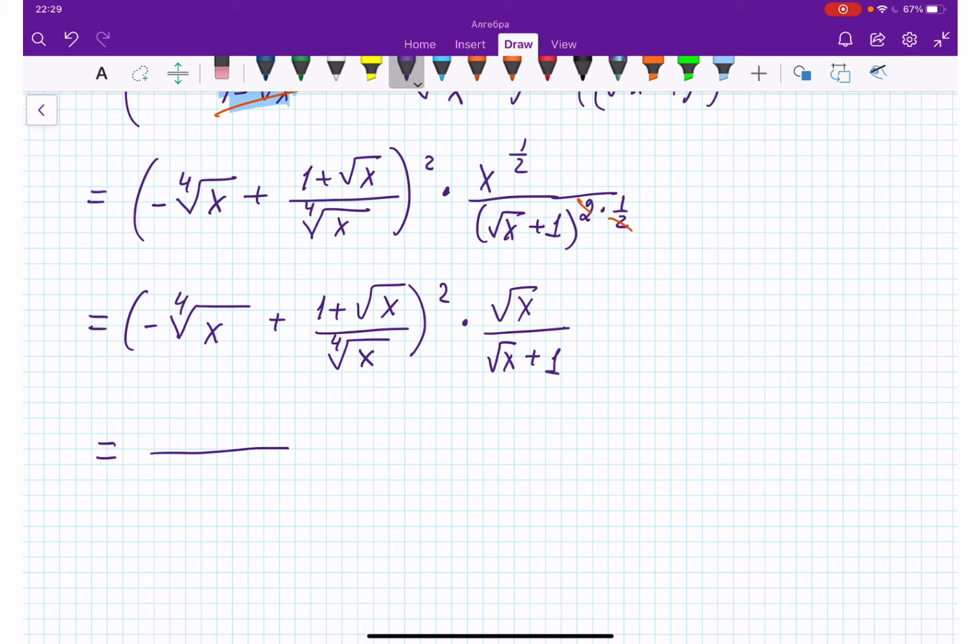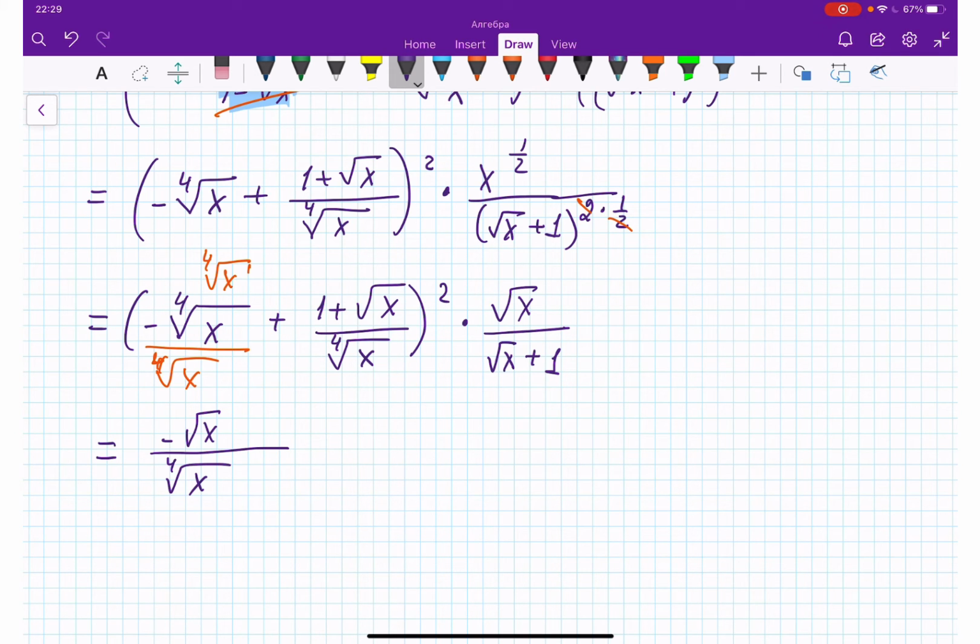So now the first parenthesis I'm bringing to common denominator, which means here I will have radical degree 4 of x, and here also multiply by radical degree 4 of x. All right, and we are getting radical degree 4 of x. Here we are getting negative square root x. How am I getting square root of x?